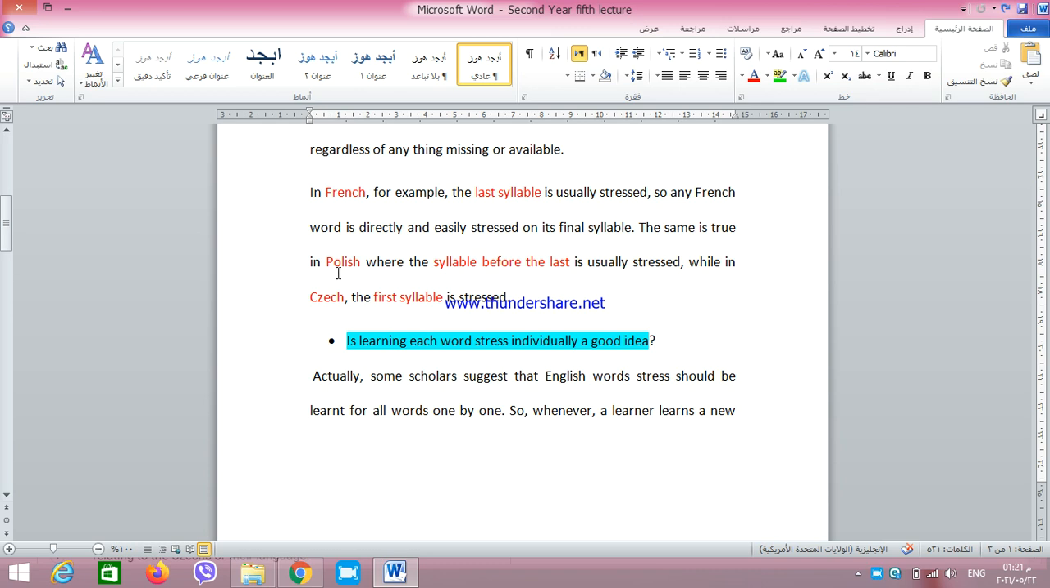The same is true in Polish, where the syllable before the last one is usually stressed. We call it the antepenultimate. While in Czech, the first syllable is stressed. So in French, the final, in Polish, the one before the final, but in Czech, it is the first one that is always stressed. So in these languages, the position of the stress is always the same. It is fixed on a specific syllable. And this can be easily done by knowing one rule. Okay, in French, go to the last syllable and stress it. This is the only rule that you need.